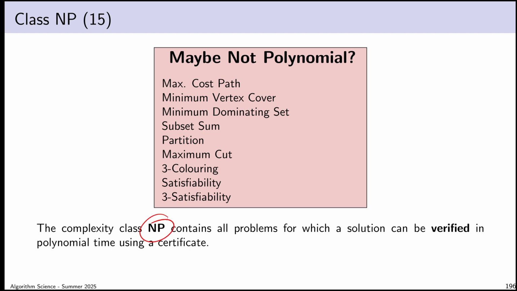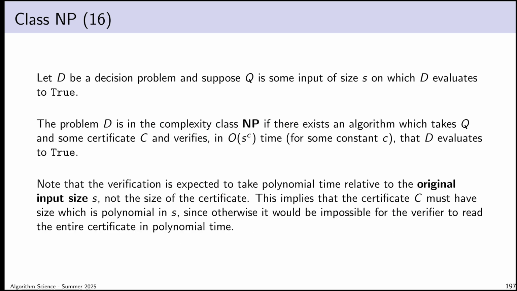So we defined earlier the class P to be problems that could be fully solved in polynomial time. We have these problems here that we don't know if they're solvable in polynomial time, but we do know that we can conveniently verify them in polynomial time. We'll call that the class NP.